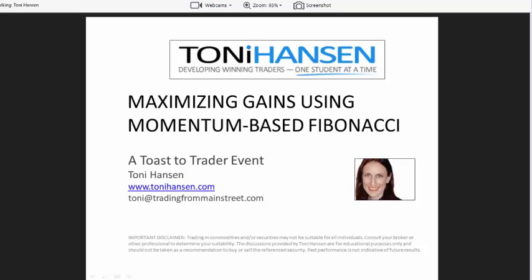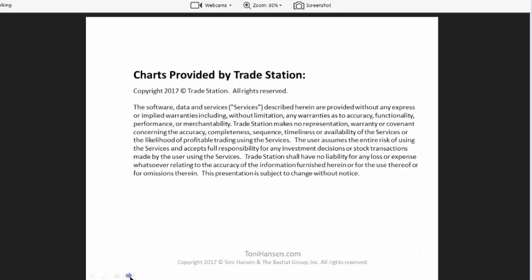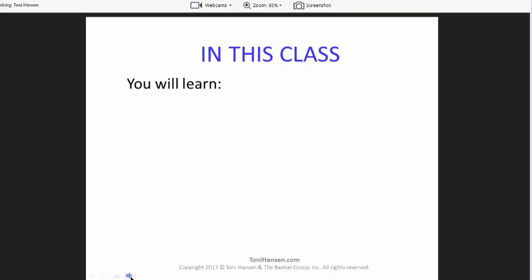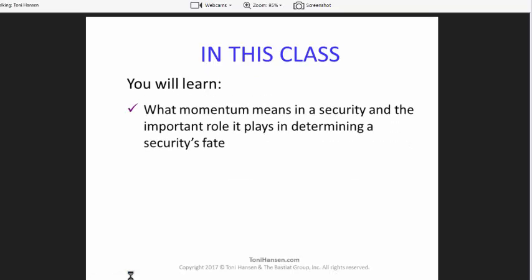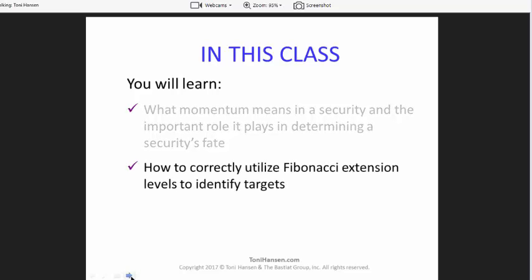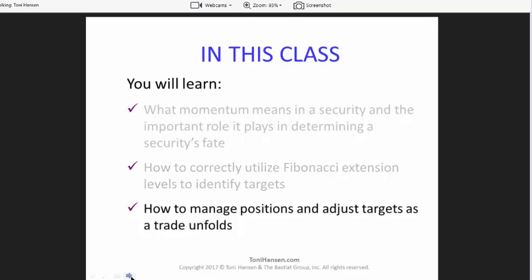All right, guys, let's go ahead and get going. All of my charts today are by TradeStation. In this class, we are going to focus on what momentum means in a security and the important role that it plays in determining a security's fate, how to correctly utilize Fibonacci extension levels to identify targets, and how to manage positions and adjust targets as a trade unfolds.